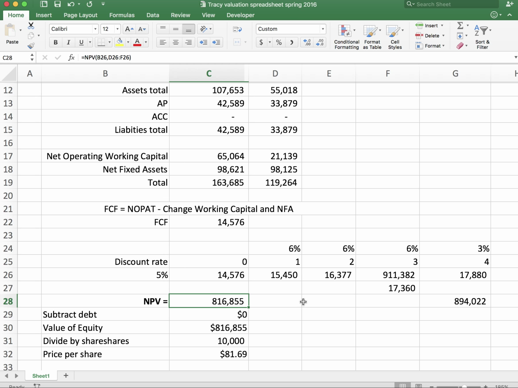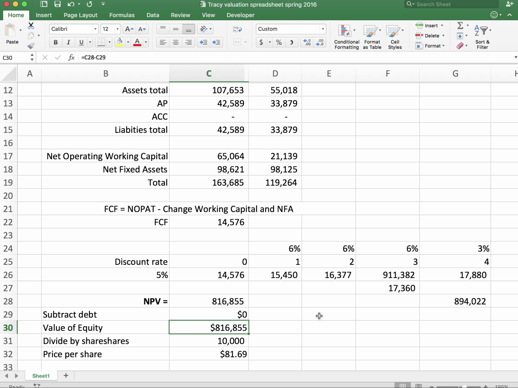Well, 816 sounds like a lot of money. I don't want to invest the whole thing. And that includes debt, right? That includes debt. So the first thing we do is subtract the debt. This company has no debt. So I just made it easy. It has no debt, so it's all going to the shareholders. If there was debt, you'd simply subtract the debt off of this. So the value of the equity portion is 816.